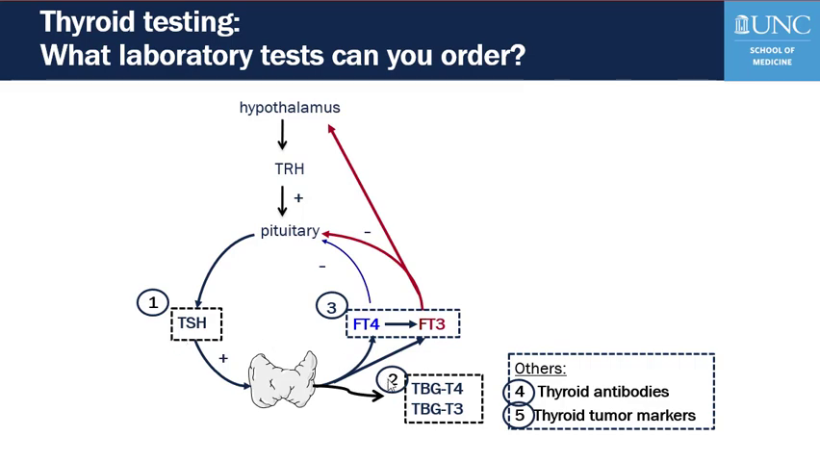The second one is T4 and T3 bound to thyroid binding globulin. The third is free T4 and free T3. And the fourth are various thyroid antibodies, and the fifth category is thyroid tumor markers. So now let's look at each of those lab tests individually in more detail.